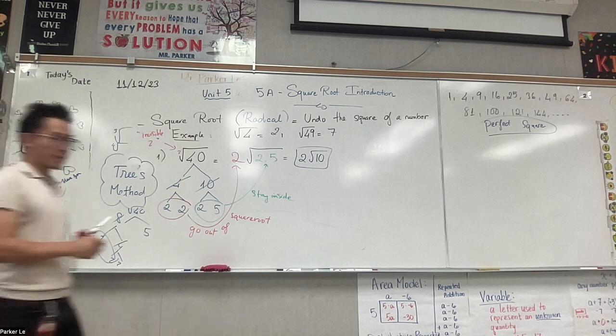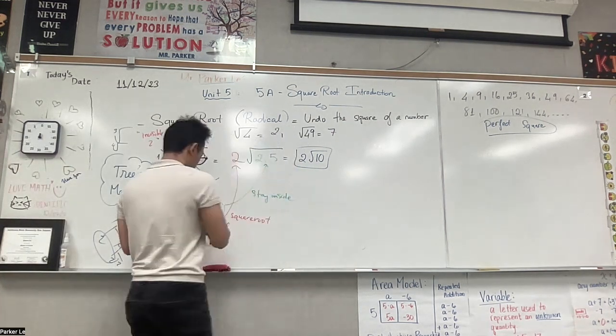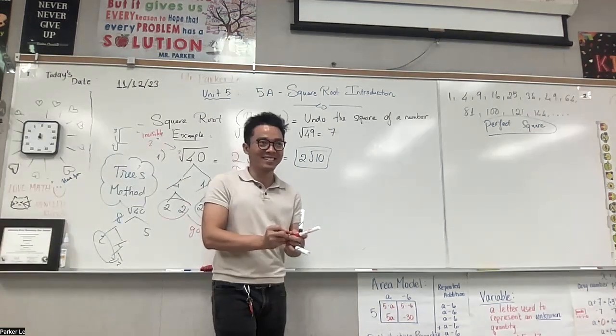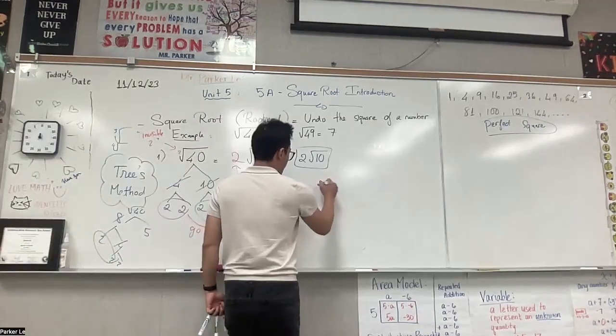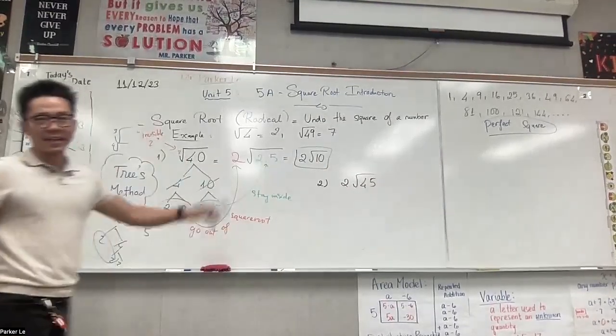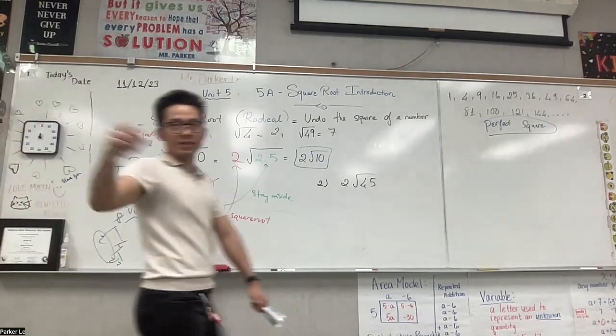Are we good? That's how you do the square root. That's it for today. Melanie, all right. It's an easy lesson for unit 5. Easy start. All right, Luis.